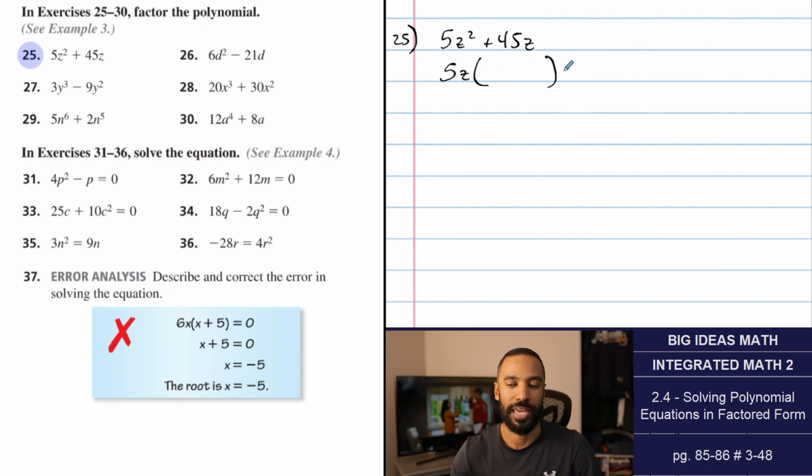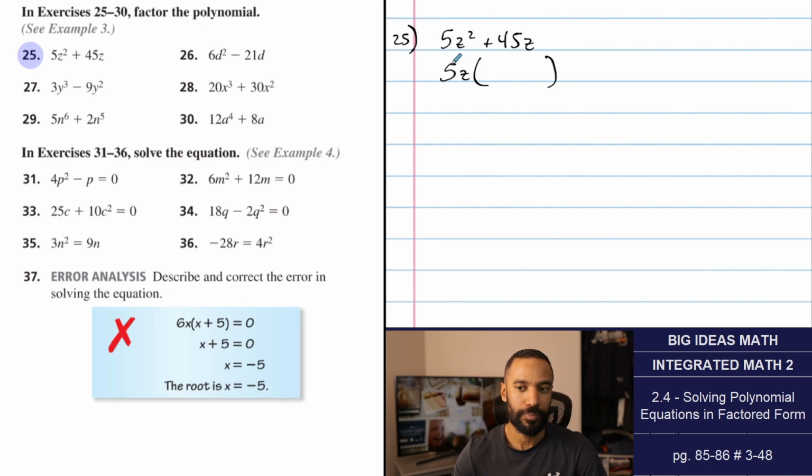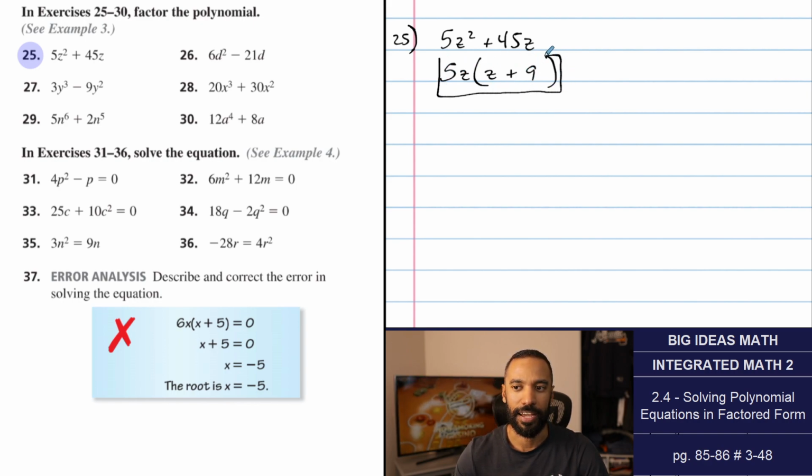What remains inside? Factoring is the opposite of distribution. If I distributed a 5z, multiplied it by something here to get 5z squared, what would it be? Well, the 5 is still the same, so that would be a 1. But z times z is z squared. So 5z times z is 5z squared. You factor the 5z out, z remains. And then plus 5z times what is 45z? The z is still the same here, but 5 times what is 45? 9. And that's the factorization of it.